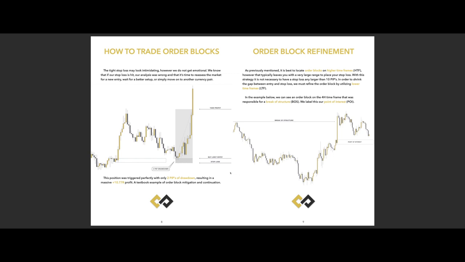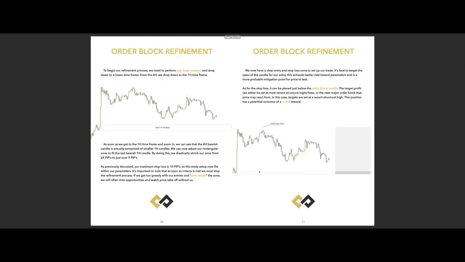But we can go over that in future videos. I go into the refinement process a little bit here. Not too much to go over, but we'll quickly go over it. So basically, when you locate a point of interest on a high time frame, let's say the 4 hour time frame, and then you drop down to, let's say, the 1 hour time frame, it's going to look something like this, right?